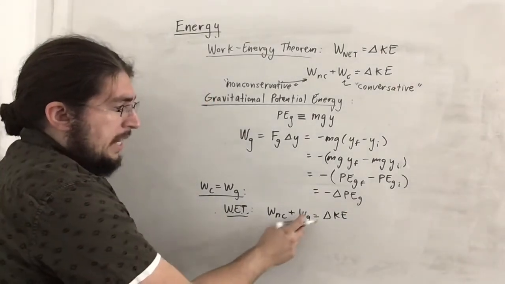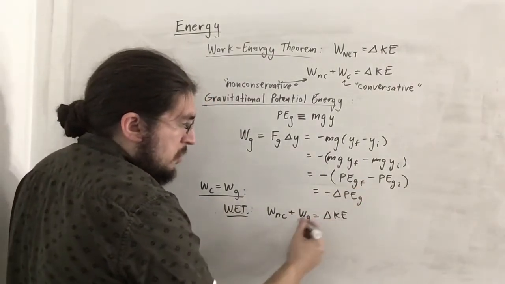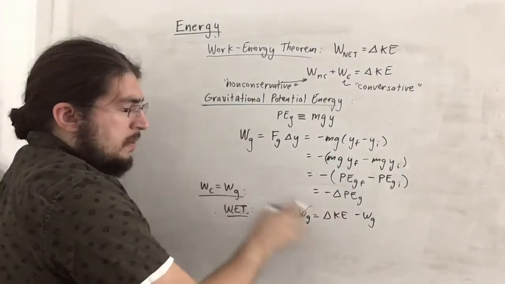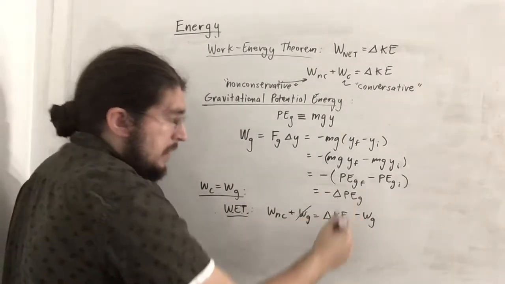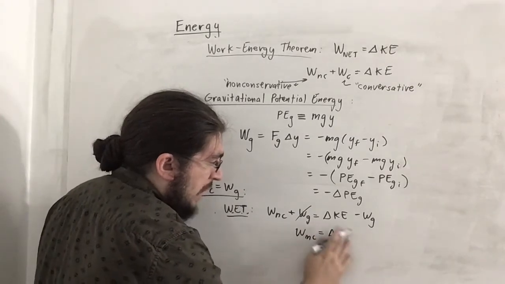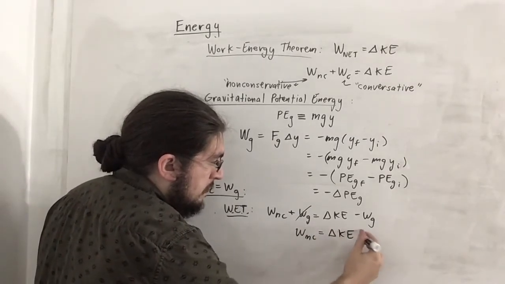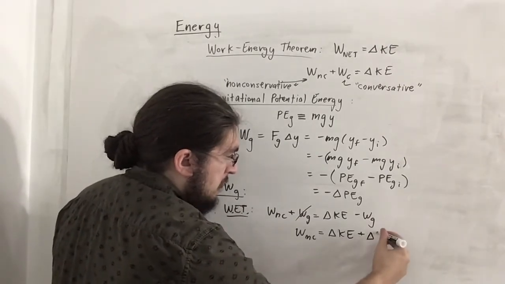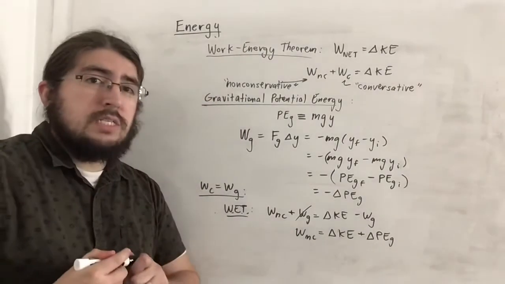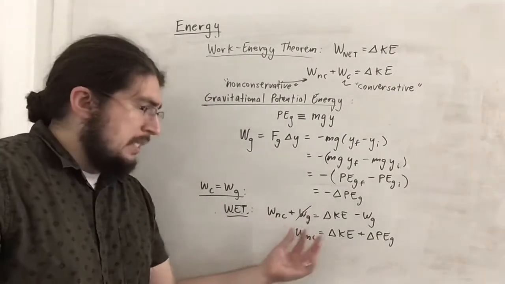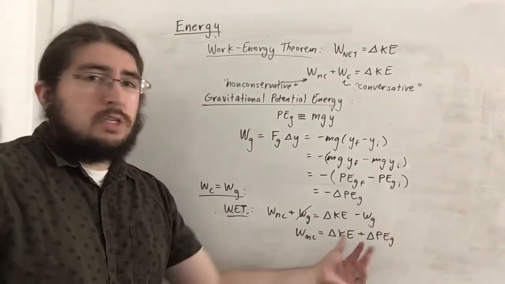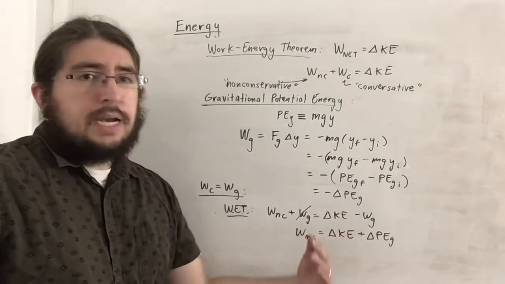But notice this is negative delta PEG, and in fact if you subtract this to the other side, then negative WG is just positive delta PEG now. So now we get that non-conservative work is equal to the sum of the change in kinetic energy and the change in gravitational potential energy in this case. Which is pretty nice to see. In fact, we'll see different versions of the work-energy theorem that expand to something very similar to this, where non-conservative work is basically the sum of these two changes in energy, change in kinetic plus change in potential.